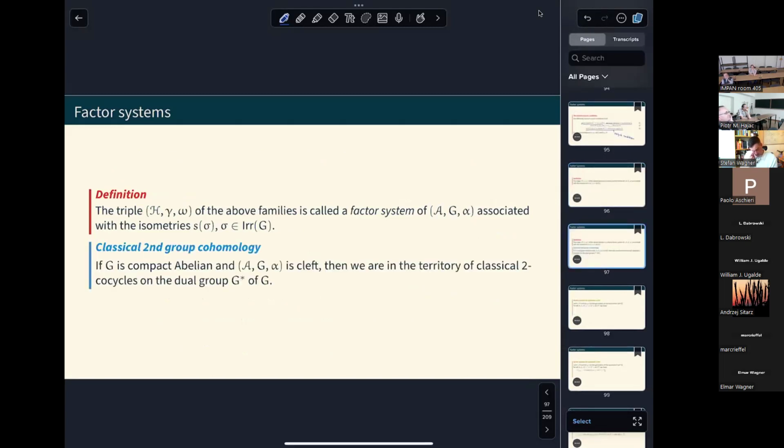Let me also say, now some people might say, aha, it's very complicated. These are some crazy elements in some C-star algebras. Yeah, true. Anyways, if you have a compact abelian group and your C-star dynamical system is cleft, then actually everything you just saw before is classical co-cycles on the dual group. So then you're safe here. All right.